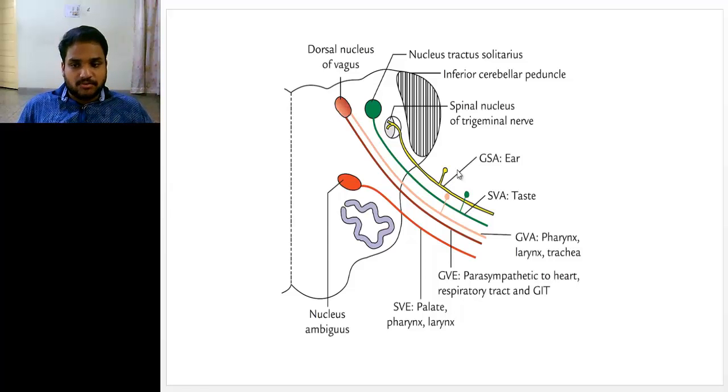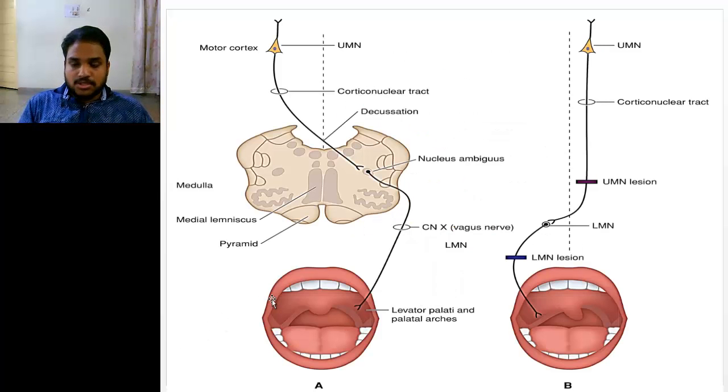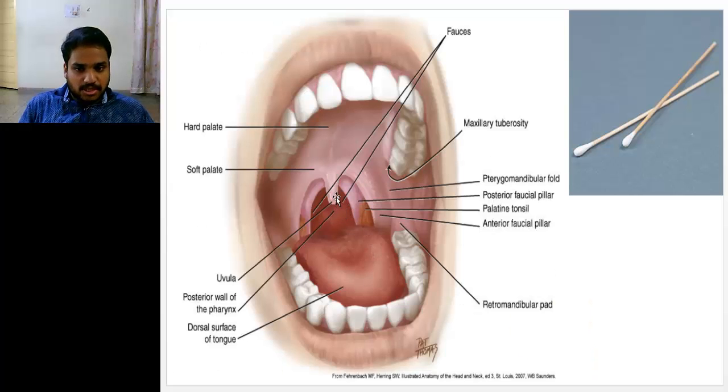Now how will we test these nerves? I have told you both these nerves are tested together, right? So in order to test these muscles, you have to look for the position of the uvula, right? Usually the position of the uvula is central. So you can see in this diagram, you have to look for the position of the uvula. And you have to look for the symmetry of the palatal arches, right? See here, both the palatal arches are symmetric.